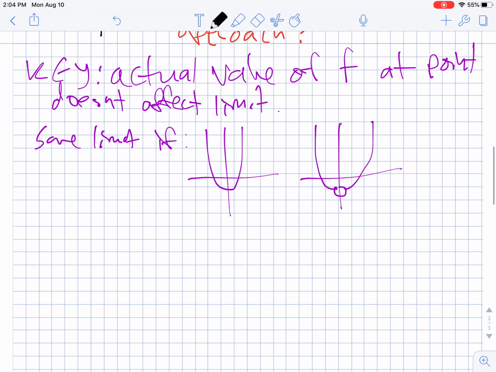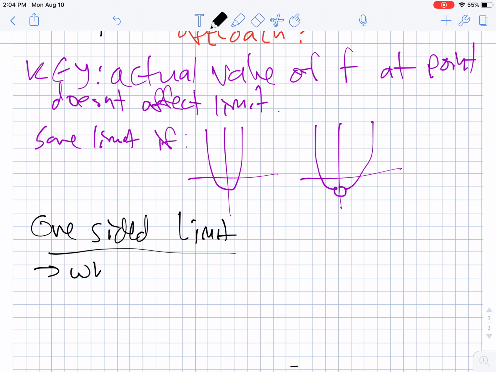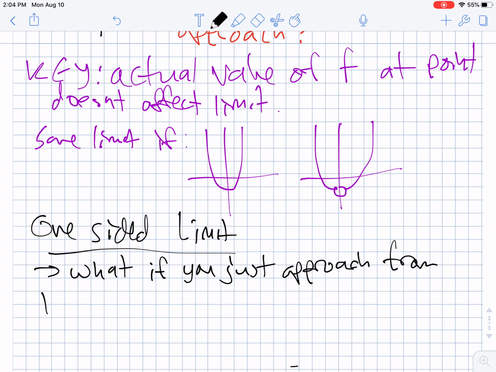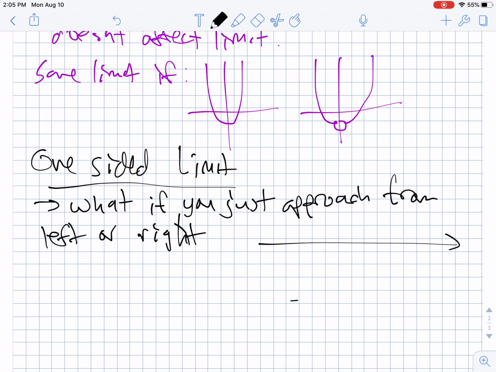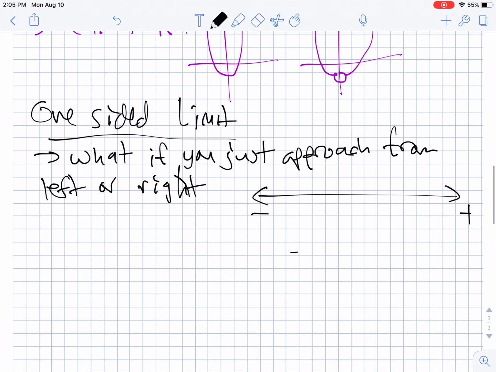The next thing we want to talk about is something called a one-sided limit. A one-sided limit is just saying, what if you just approach from one side, either the left or the right? Thinking about the number line, the positive side is the right side, the negative side is the left side.